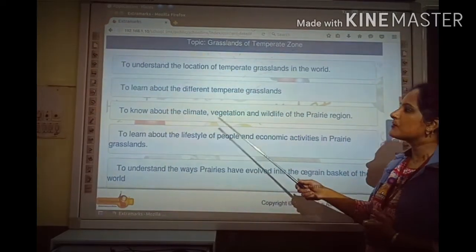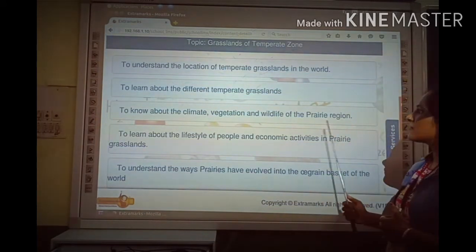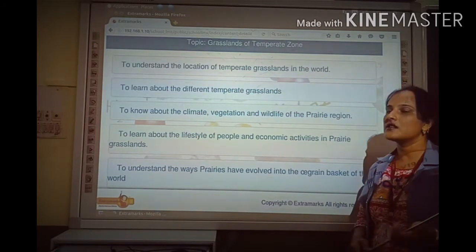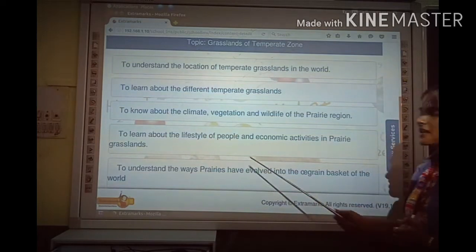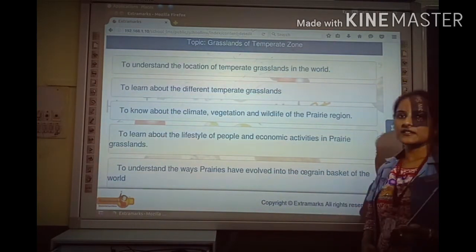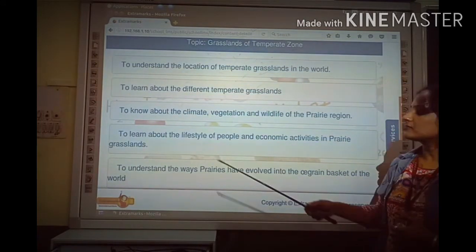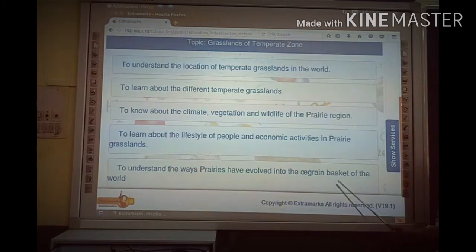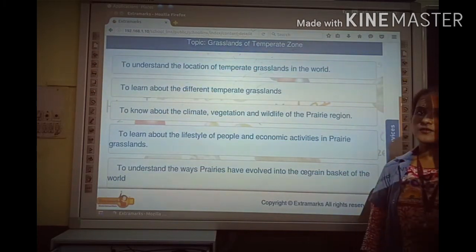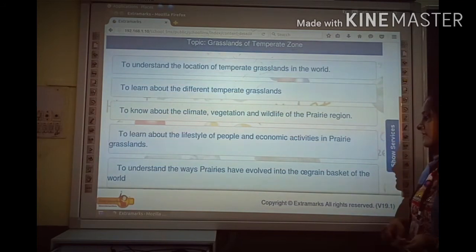Then to know about the climate, vegetation and wildlife of the prairie region. The prairie region is one of the grasslands in the world, so we will go through this region in detail. Then to learn about the lifestyle of people and economic activities in the grasslands. How do people live there and spend their life for earning? To understand the ways prairies have evolved into a grain basket of the world. Which grain is grown there in large quantity, and for which basket, the world basket?